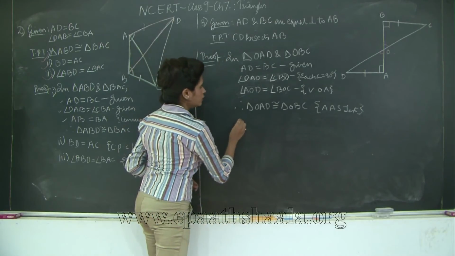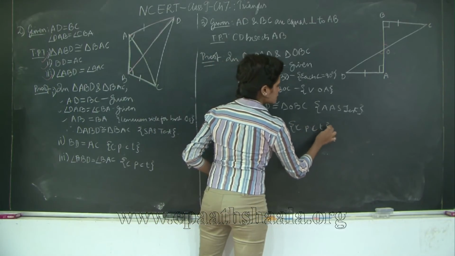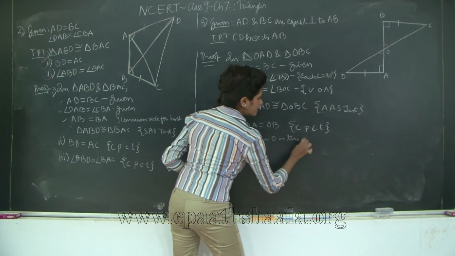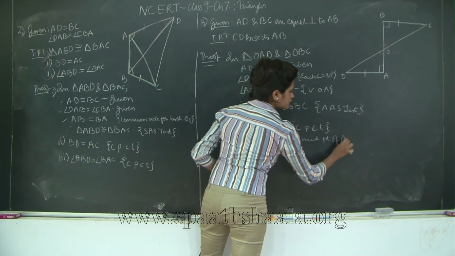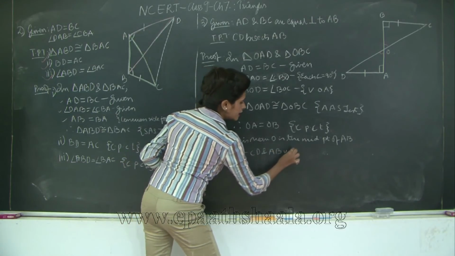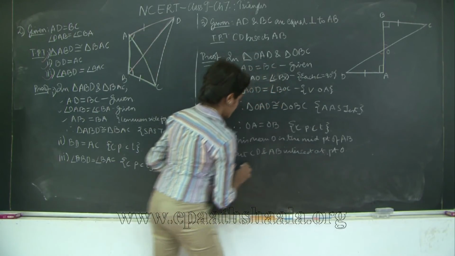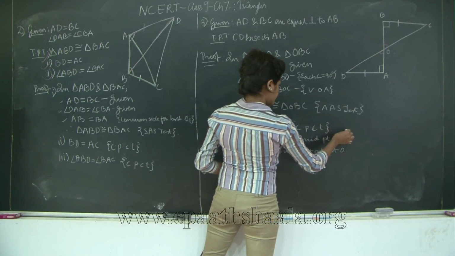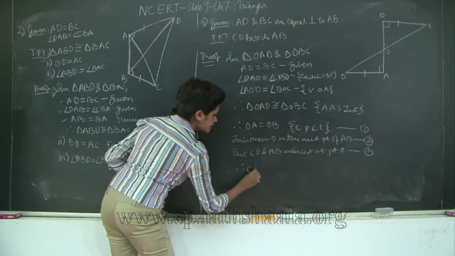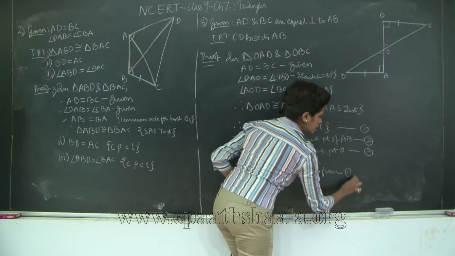Therefore, what can I say? Therefore, OA is equal to OB. Why? Corresponding parts of congruent triangles, correct? This means O is the midpoint of AB, but CD and AB intersect at point O, correct? Therefore, I will say from 1, 2 and 3, CD bisects AB. From 1, 2 and 3.